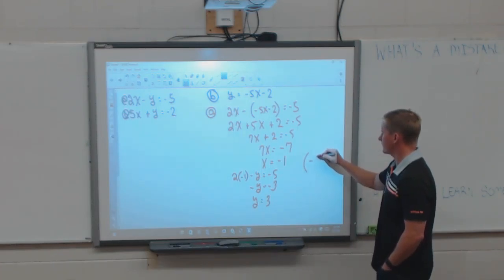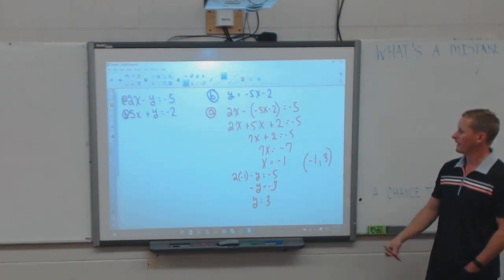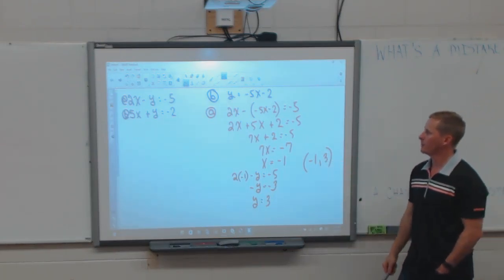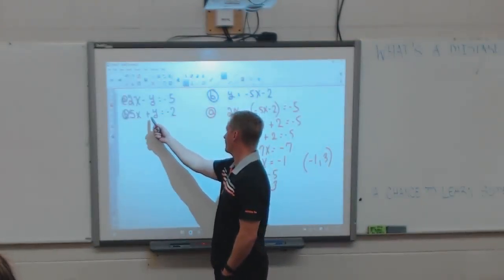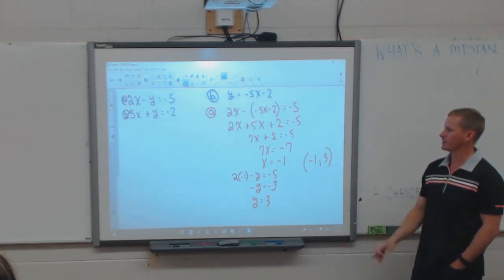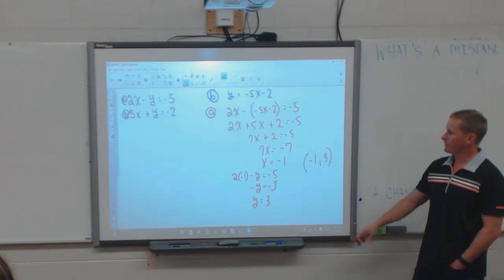So where do they intersect? At -1 and 3. And then I want to check that. Put it in here: 5 times -1 is -5, add 3 is -2. -2 equals -2, I got it right. I'm not going through the proof like I did yesterday. That's the first method.